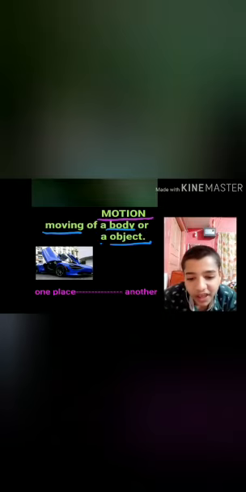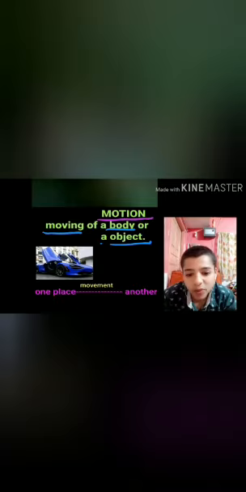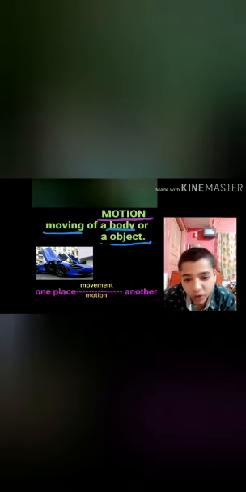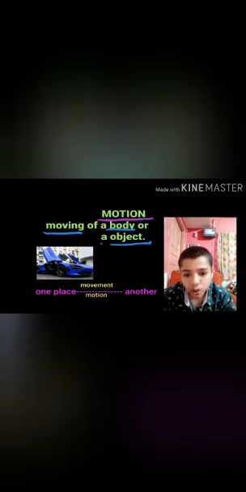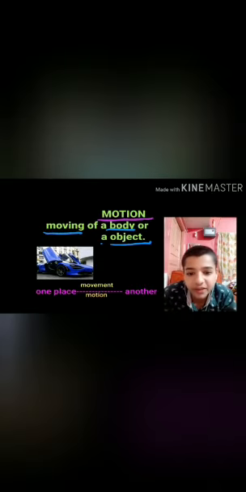Now you take this car. What is the work of a car? It takes us from one place to another. And in this process a movement takes place. This movement we call motion. Simple.